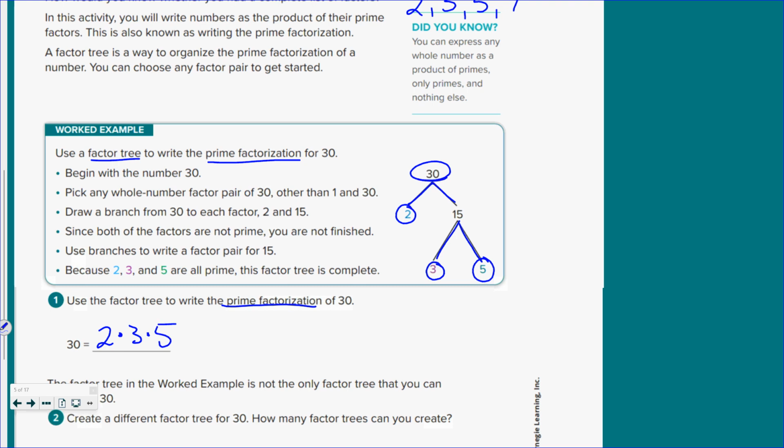If you ever wonder, did you get it right? It's actually really easy to check. What's 2 times 3? 6 times 5? 30. The prime factorization should always get you back to the number. If it doesn't, you did something wrong. Make sense?